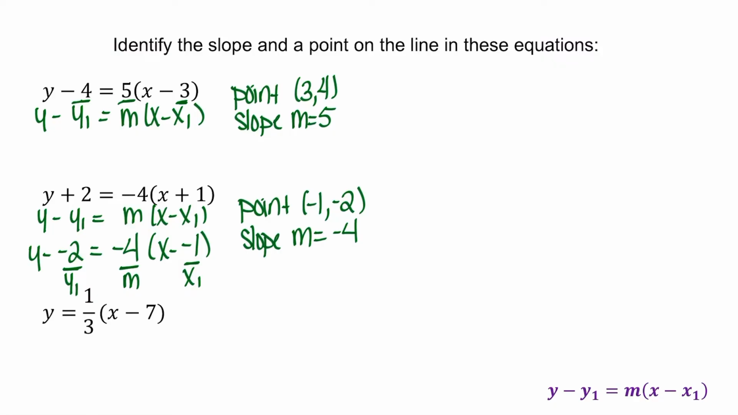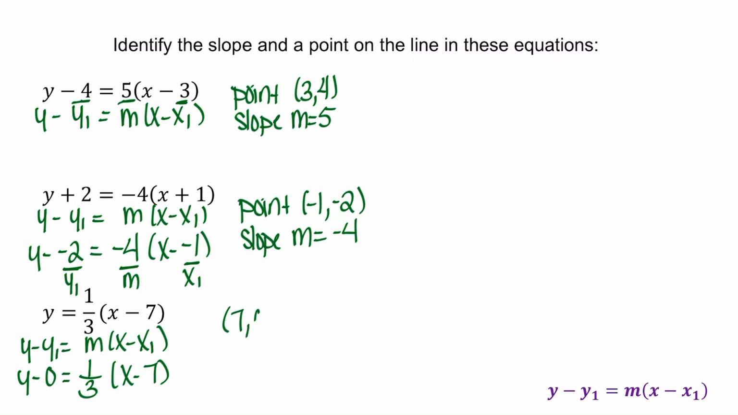So now let's look at this third equation. We want to compare to y minus y1 equals m times x minus x1. Well, when we compare, we have a little bit of a difference here. We have a y, but nothing is being subtracted from it. Well, remember, if nothing is being subtracted, we can say y minus 0, and that equals 1/3 times x minus 7. So that means that my point is going to be x1, y1, which is 7, 0, and then the slope is going to be m equals 1/3.